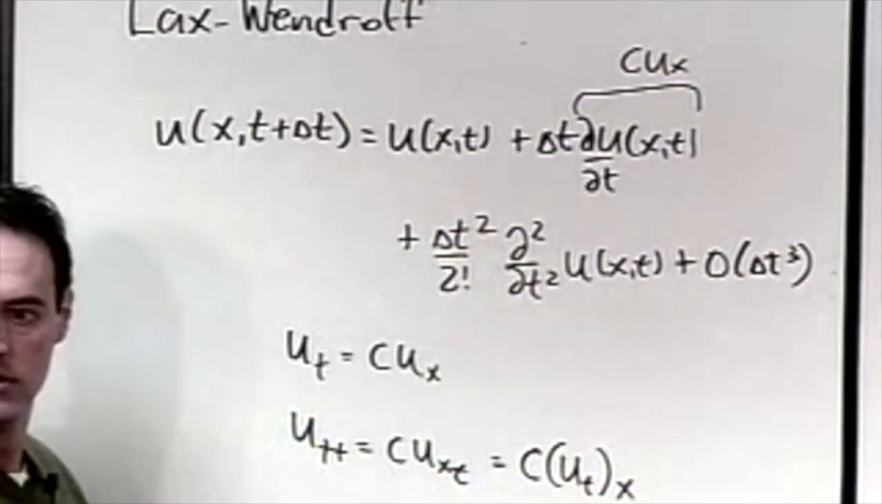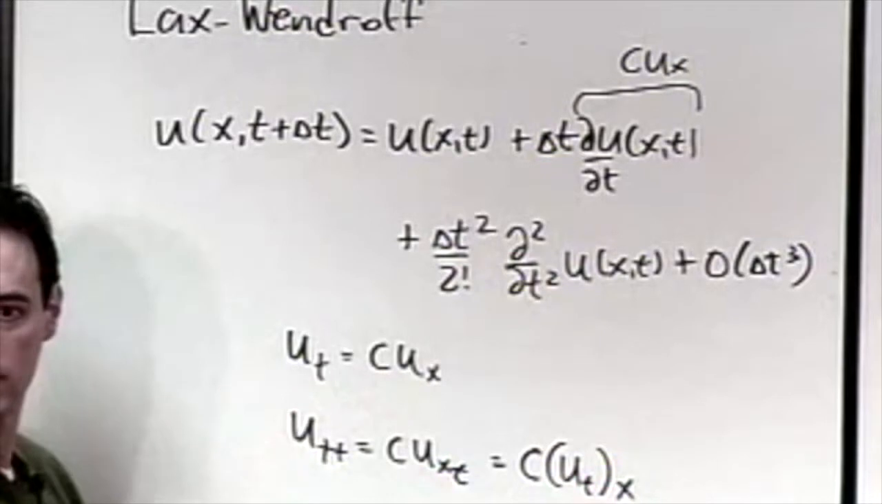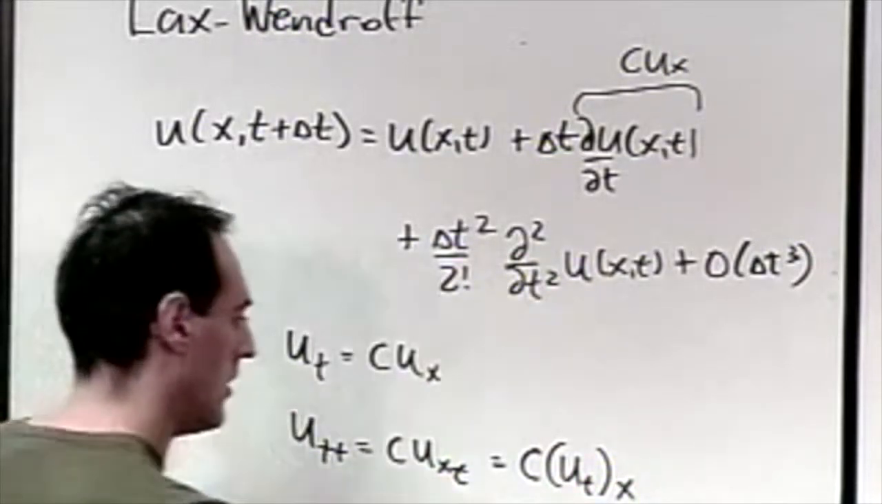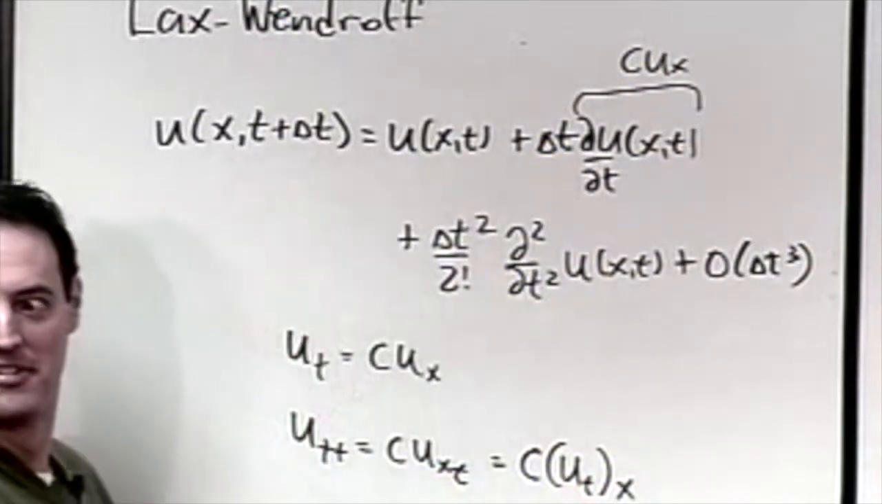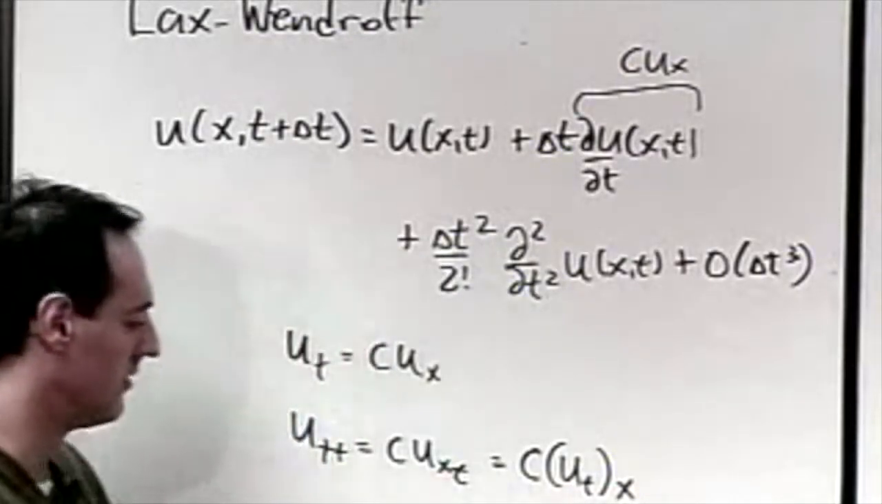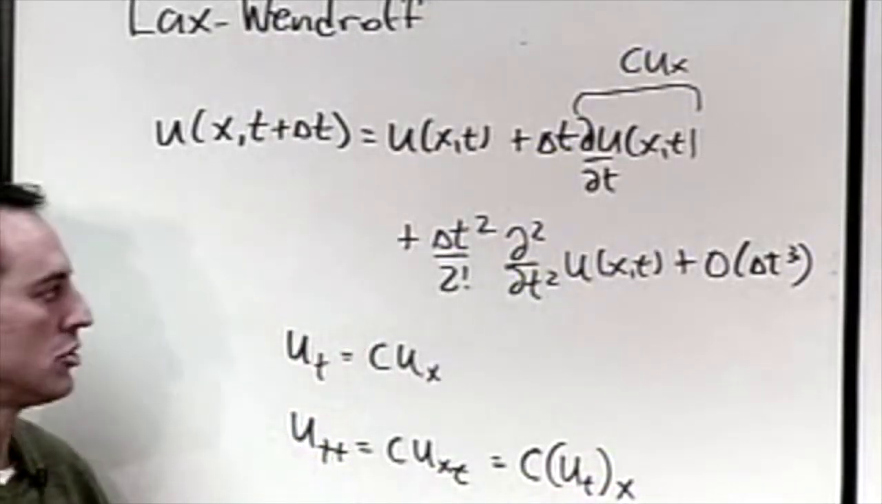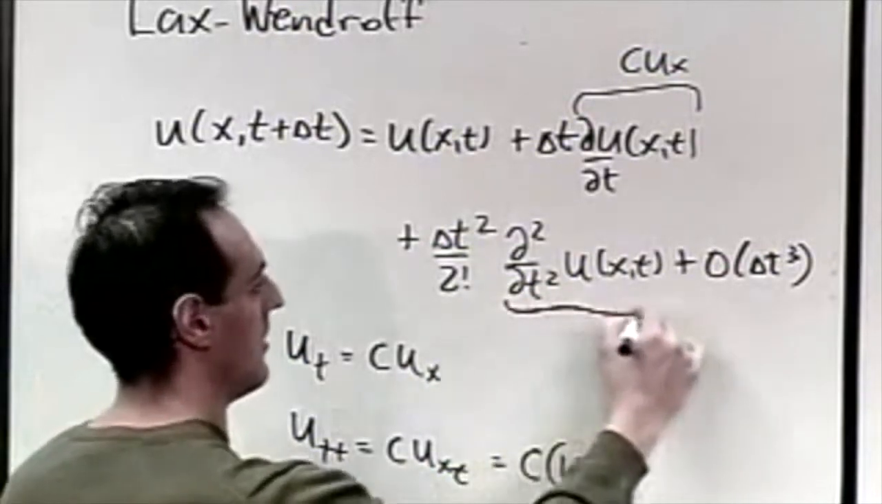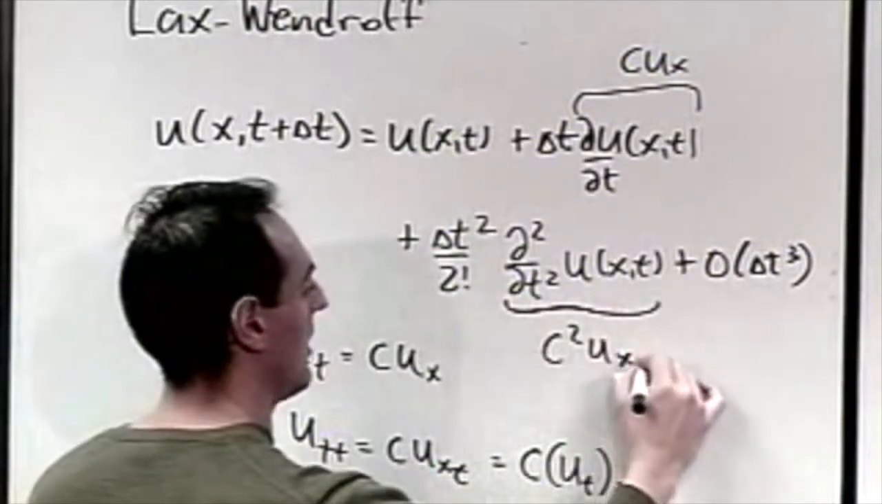What's u_t? Oh, is that c u_x? Indeed it is. Okay. Everybody agree with that? So, well, I can put that up here. Isn't that just c squared u_xx?